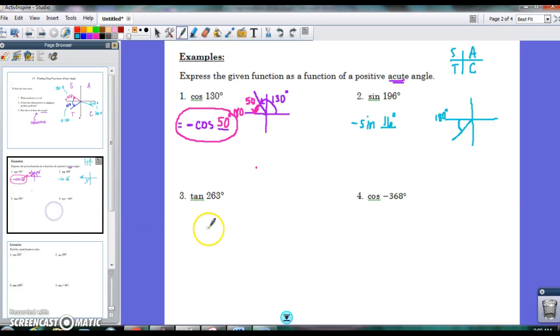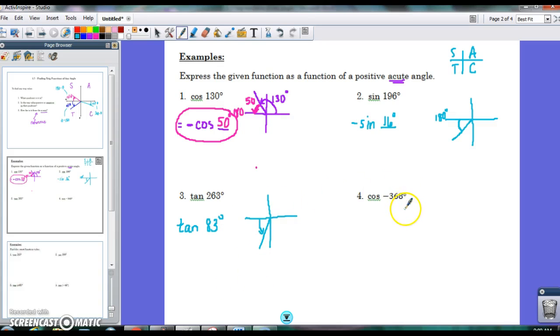Okay, let me go back. We'll do a couple more examples. Here I have the tangent of 263. So go through your questions. 263 is in the third quadrant. Tangent is positive in the third quadrant, so I still have a positive here. Positive tan. How far am I from the x-axis? If you do 263 minus 180, that would give you 83 degrees.